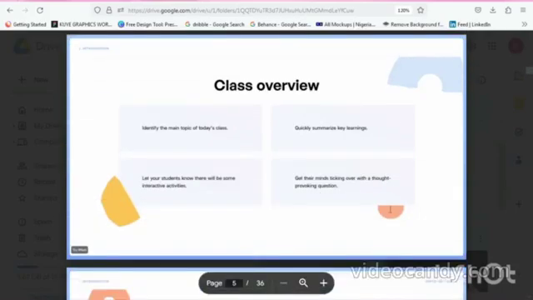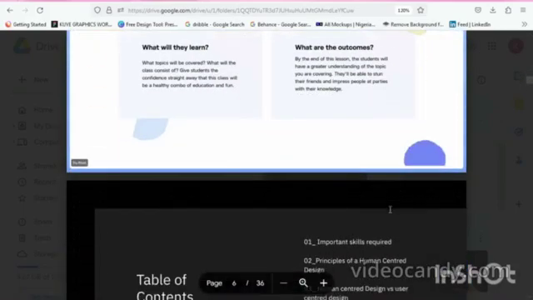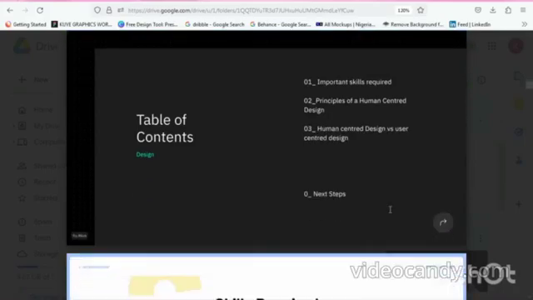There's also equity-focused design. But in these slides we'll be talking about just human-centered design and user-centered design.